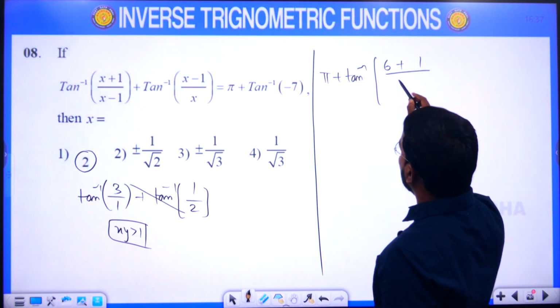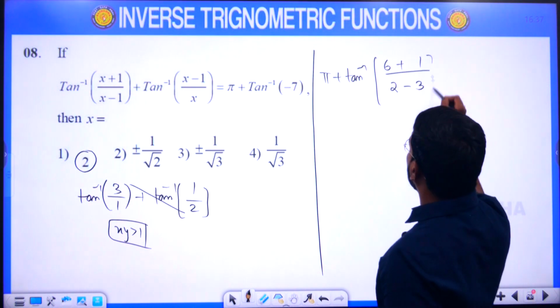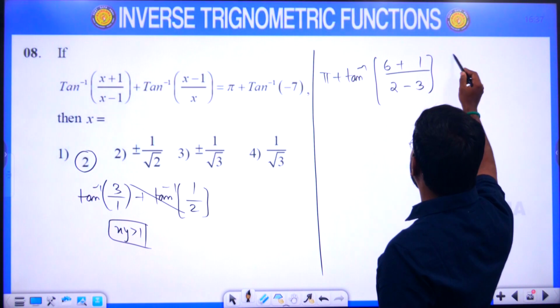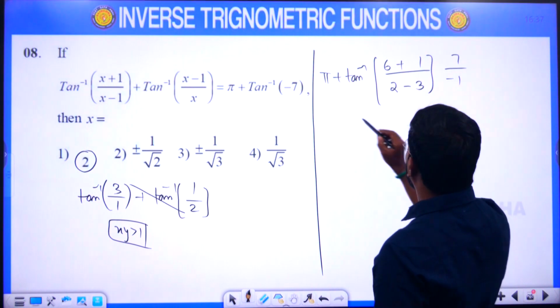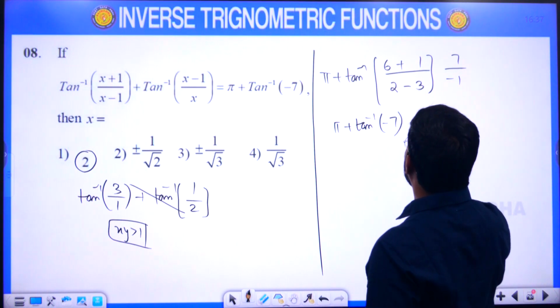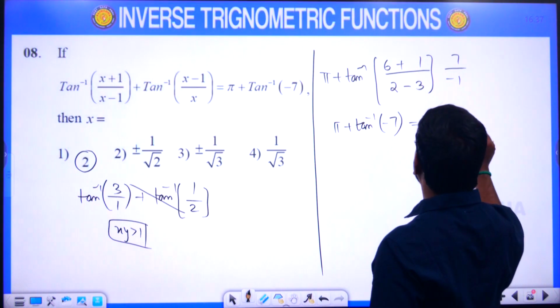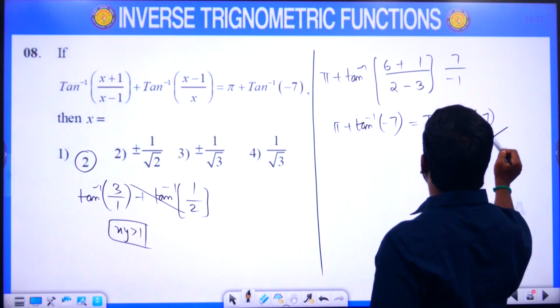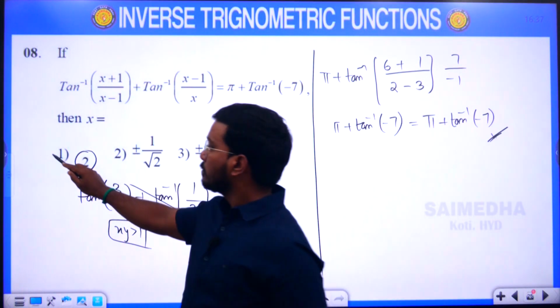1 1s are 1, 2 1s are 2, 3 1s are 3. 6 plus 1 is 7. 7 divided by minus 1. What is it going to look like? Pi plus tan inverse of minus 7. Absolutely satisfying the right hand side. So hence 2 is the correct answer.